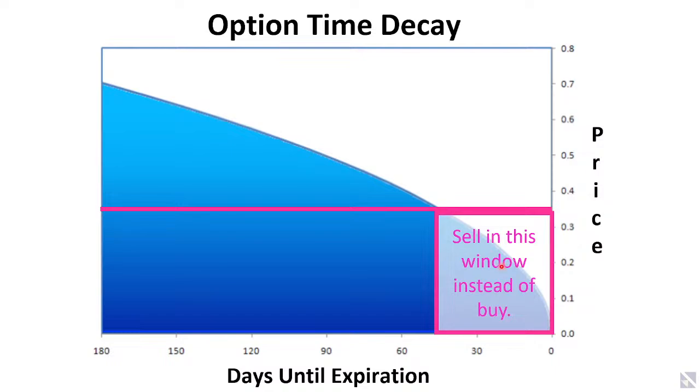Again, it's like a lottery ticket, right? But by doing this, you're stacking probability against you. If a buyer is working against probability, the seller gets the probability. So I'm going to sell in that window instead of buying. And to be more specific, we're going to be selling options that have a 21 to 45 day expiration. That's the actual sweet spot that we're looking for.